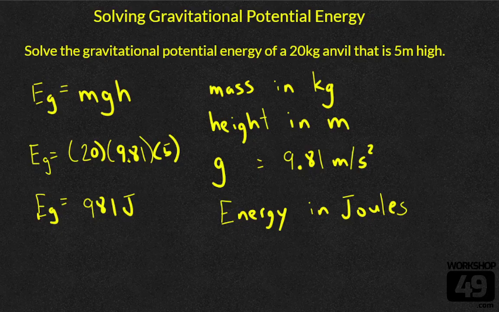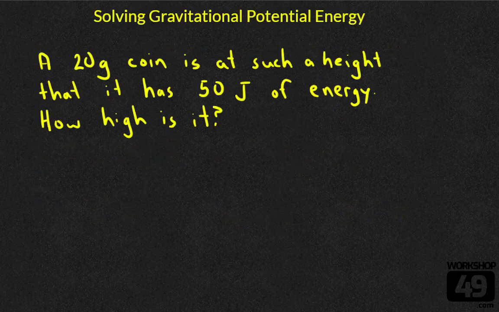Let's go ahead and do another example. Alright, so here's a new one. A 20-gram coin is at such a height that it has 50 joules of energy. How high is it? Now, there's a little shenanigan in this question, and I hope you were paying attention to the first one. Because the very first little shenanigan that we have here is that our coin is given in grams, not kilograms. So if you want to convert a 20-gram coin into kilograms, you're going to have to do 20 divided by 1,000. That's the conversion to convert grams into kilograms.